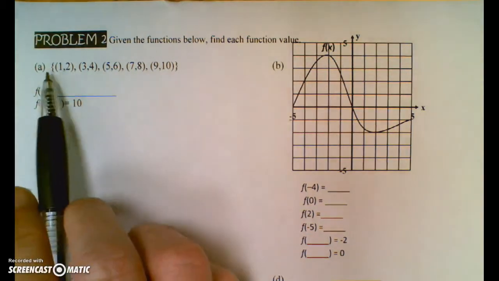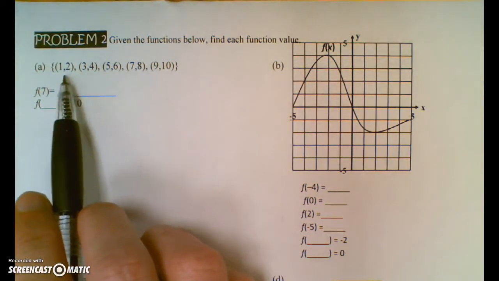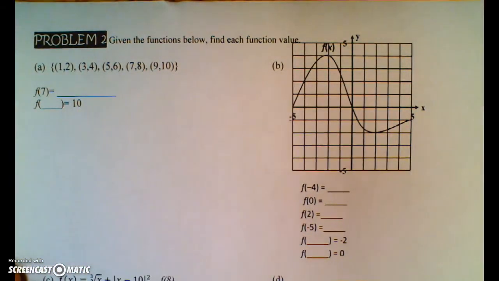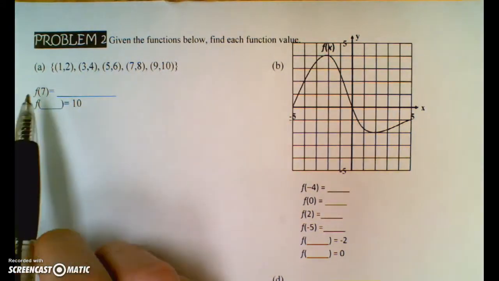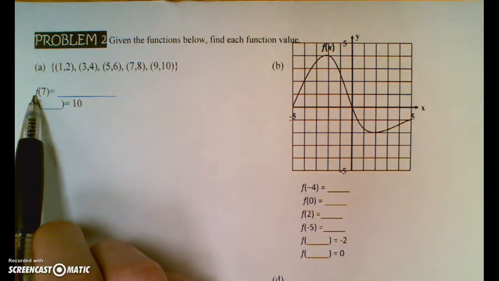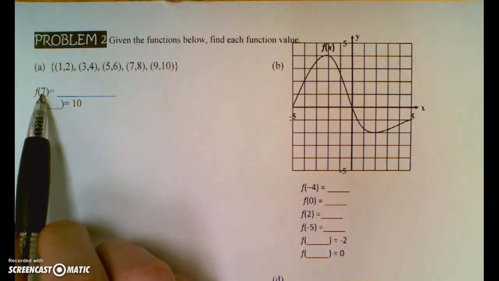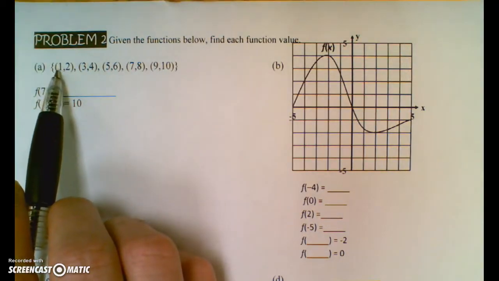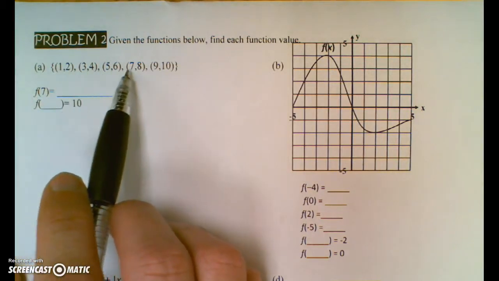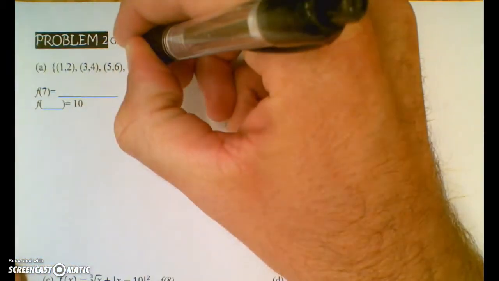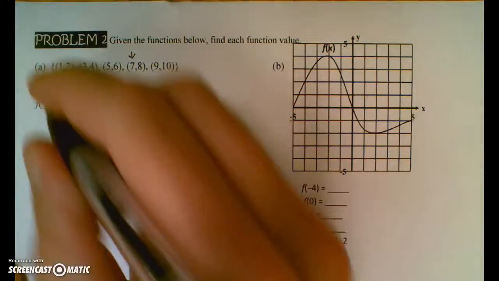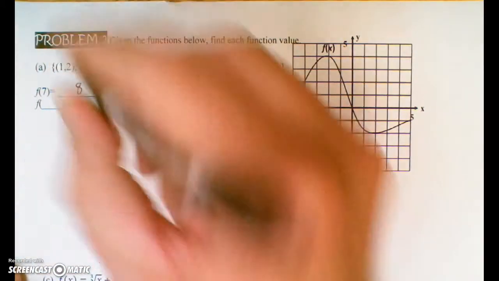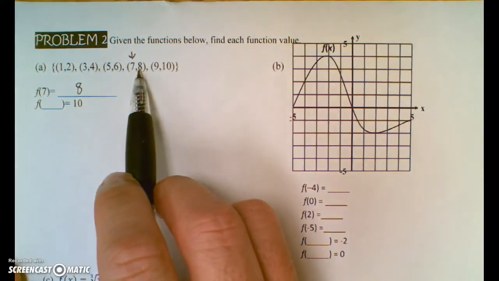So here's our function for letter A. It lists the coordinates as such, and it's asking you to evaluate. So this is saying f of 7. So when my input is 7, what is my output? So I look at my ordered pairs and I look for the input value. The input value of 7 is here. What's your output value? It's 8. When 7 goes in, 8 comes out, because these are the ones that are paired together.